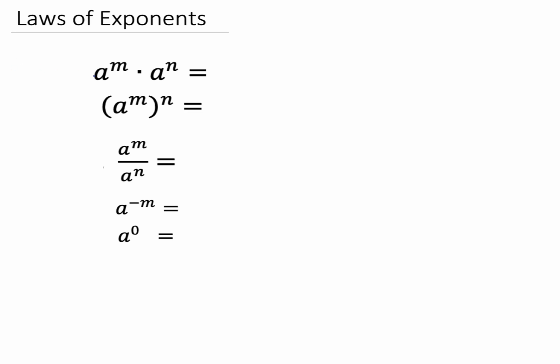Now the first law we're going to look at is, I'm going to be saying law and rule, so I'll be going back and forth. The first one we're going to look at is the product rule. And we all know product means to multiply. The product rule basically states that if your bases match, you always keep your base and you're going to add the exponents. So this will be m plus n.